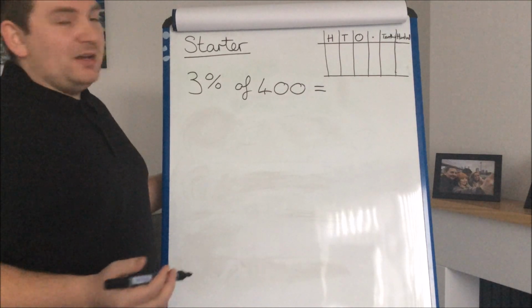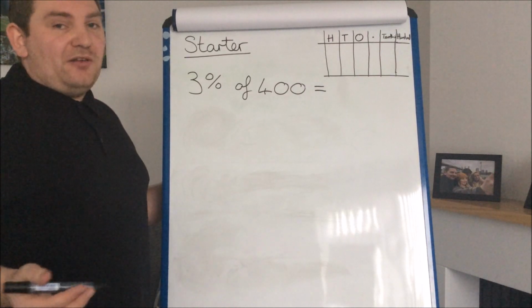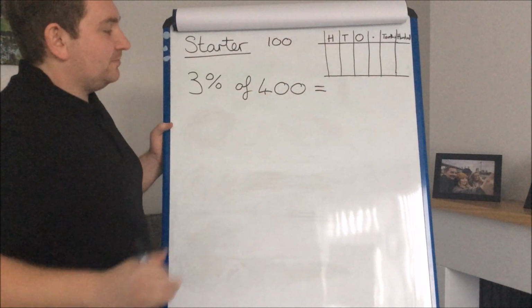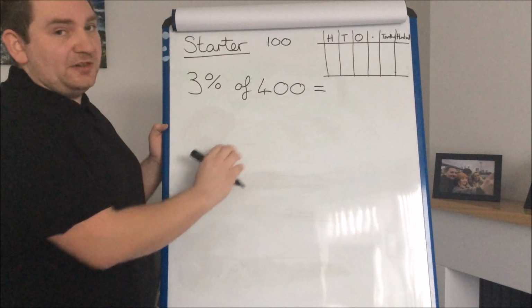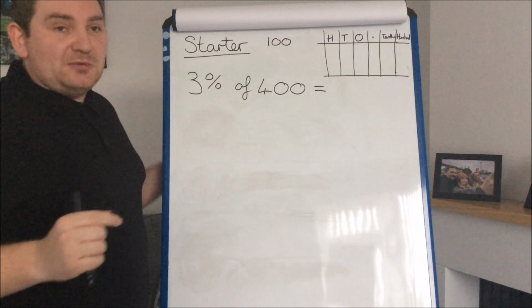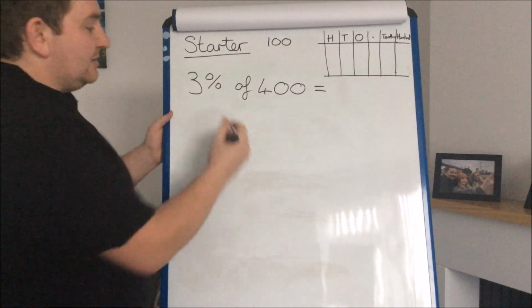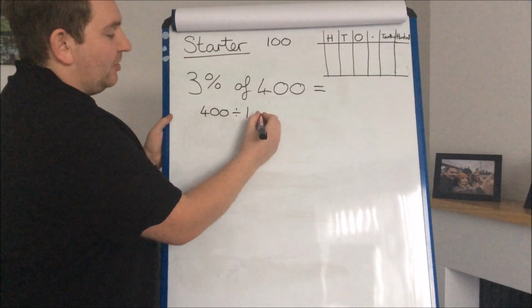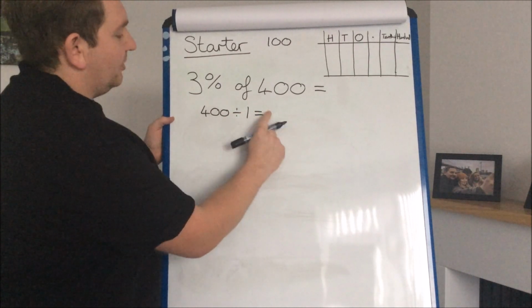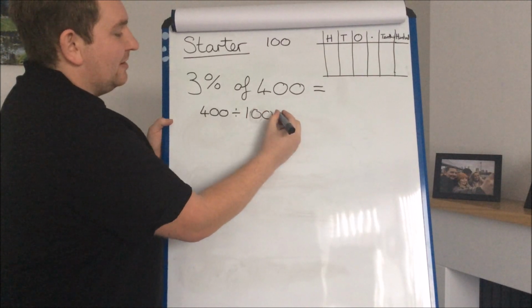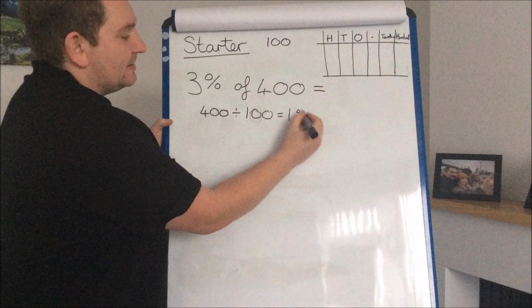So we know that percentages are out of 100. If I write 100 there as a reminder, if we're going to work out the percentage of a number, if we divide by 100 first, that will tell us what 1% is. So 400 divided by 100 will tell us what 1% is.